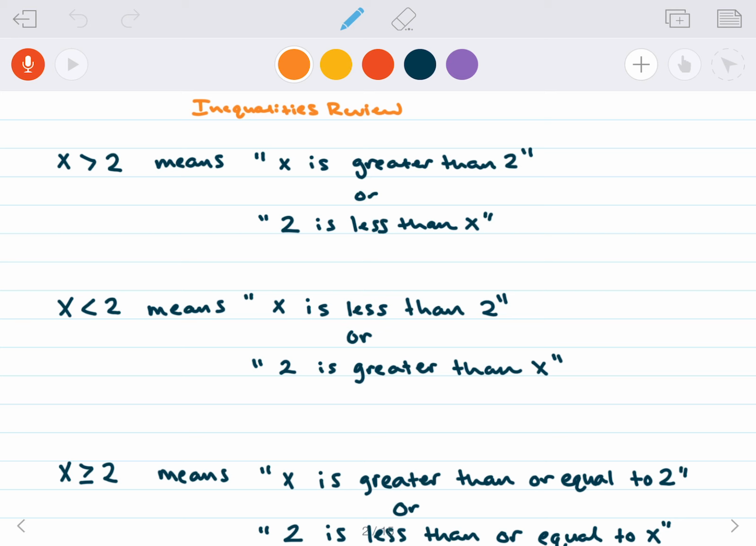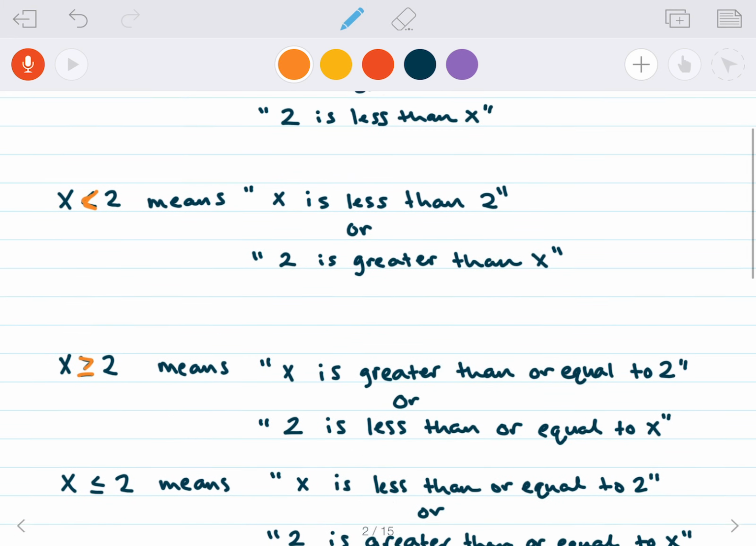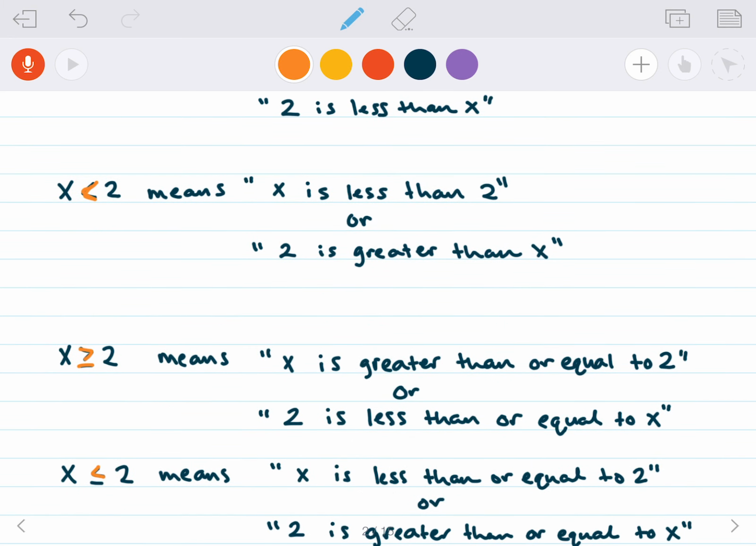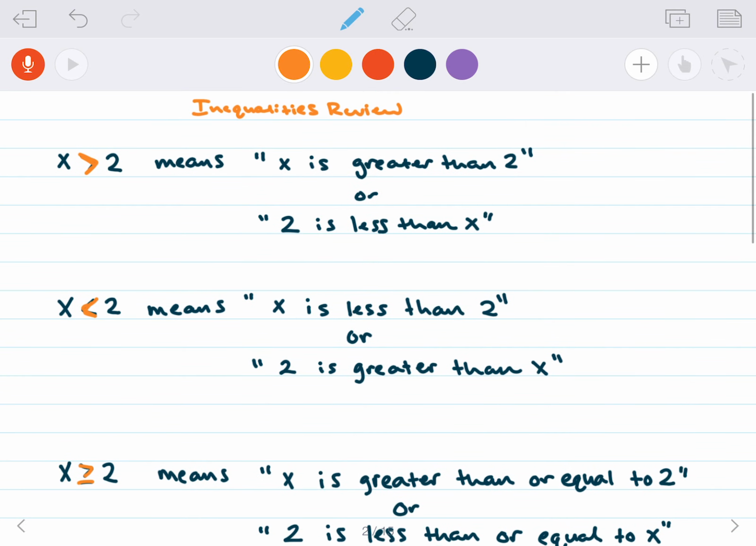So we have greater than right here, we have less than, we have greater than or equal to, and finally we have less than or equal to. And I just want to review what these symbols mean. So you can read a statement like this with an inequality from left to right, just like you would if you were reading a book.